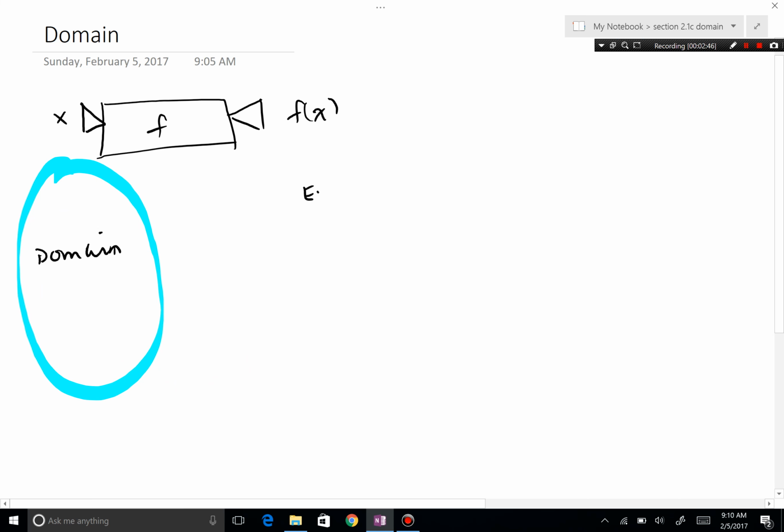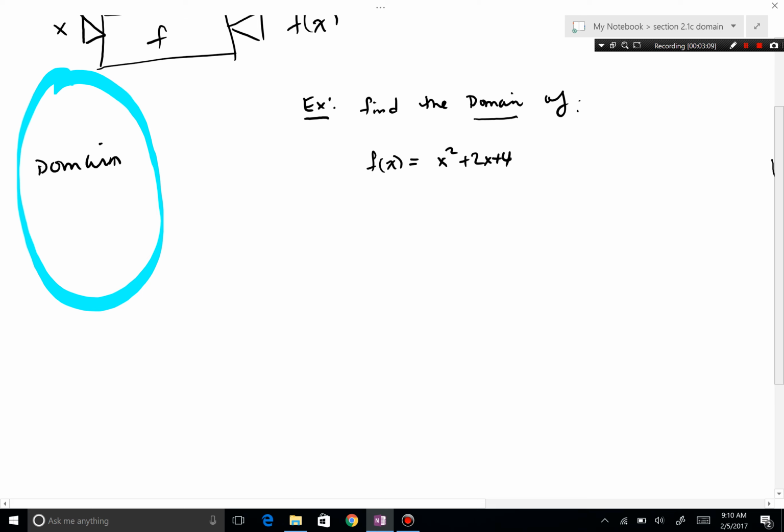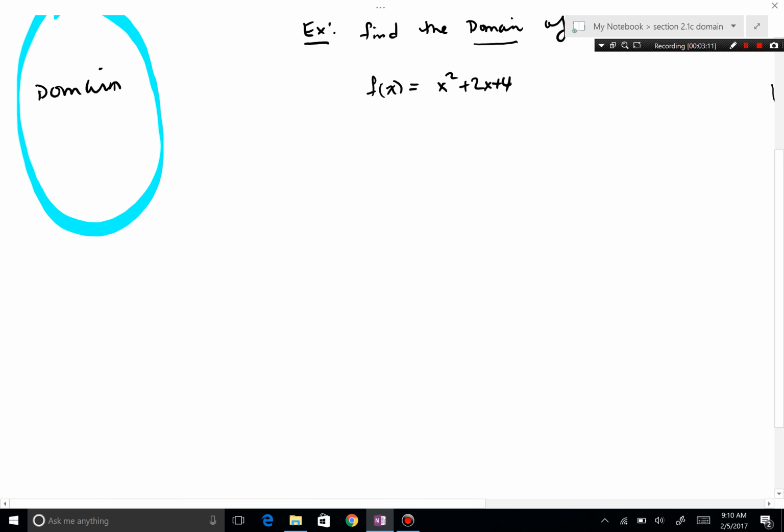So let's say, for example, my function is... Find the domain. I'll put the instructions right here. The domain of this guy: x squared plus 2x plus 4. And remember, what are we trying to do in this problem? Find the domain, which means find everything that we can possibly plug in.